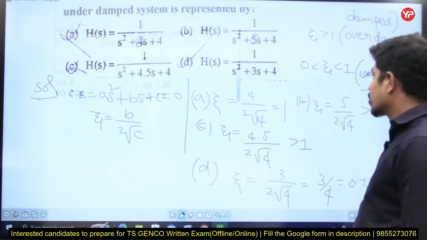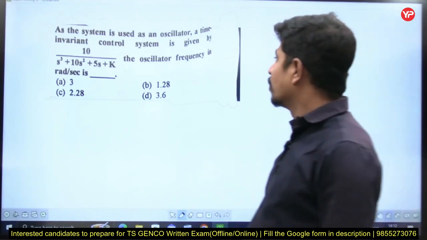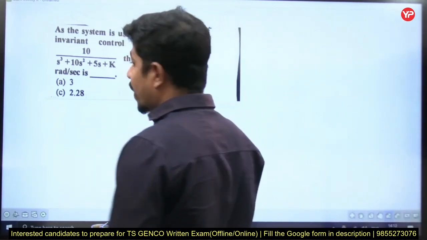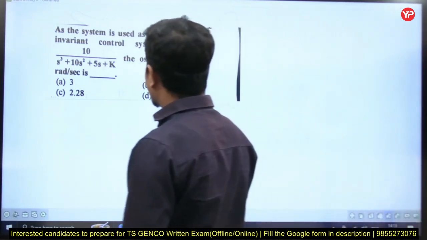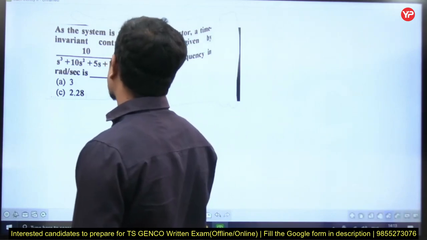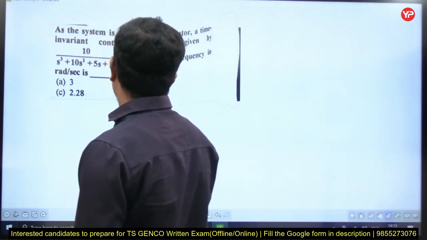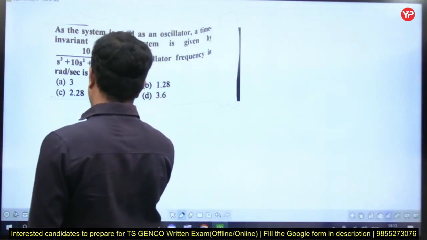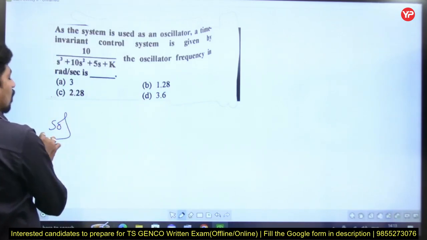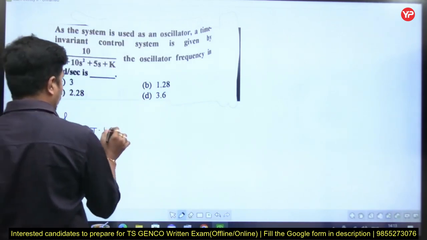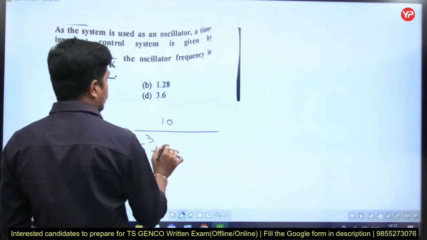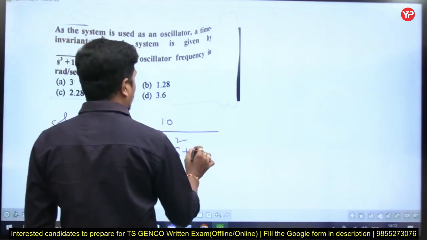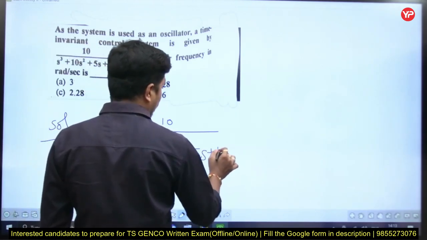Let's go to the next question. A system is used as an oscillator. He is saying that the time invariant control system is given by 10 by s cubed plus 10s square plus 5s plus K. The oscillator frequency in radians per second is very simple. If a third order system has this transfer function, let me write the transfer function first. Transfer function is equal to 10 by s cubed plus 10s square plus 5s plus K.